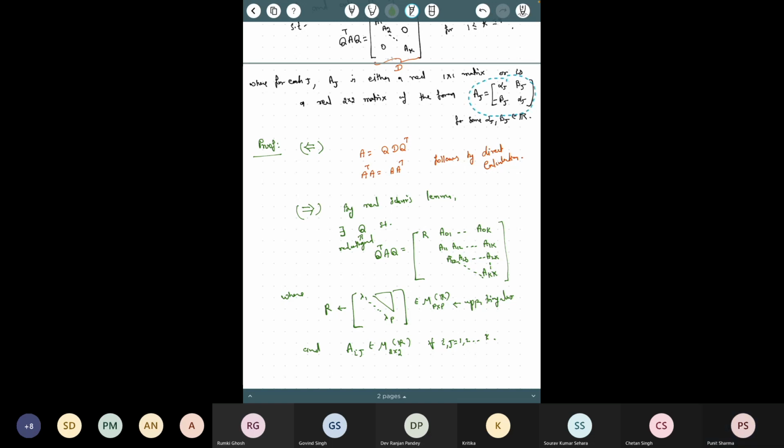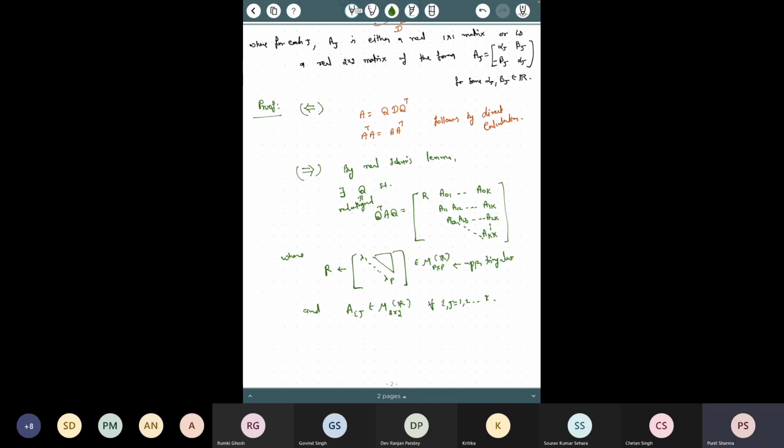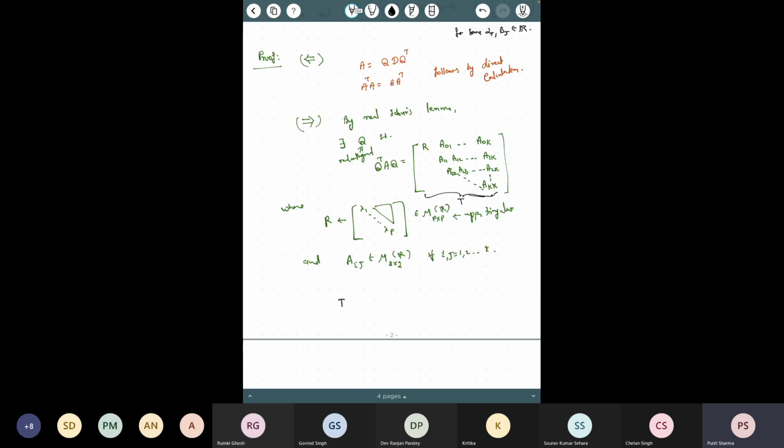Right? So in the following, if I show this, so let's say this is my matrix, let's say T. So if I somehow show that this T is block diagonal, or if I show that all these blocks here are 0, then I'm almost done.